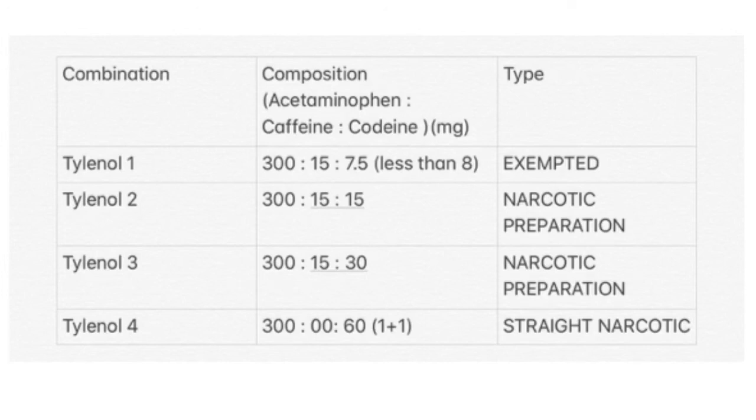And Tylenol 4 is an exception, because here there is no caffeine present. So it is only a 1+1 combination, like 300 mg acetaminophen and 60 mg codeine, which is a straight narcotic. And the straight narcotic medication needs a written prescription, not even a verbal one. So this is the clear difference between these 4 types of Tylenol, and it is exam oriented, very high yield information.